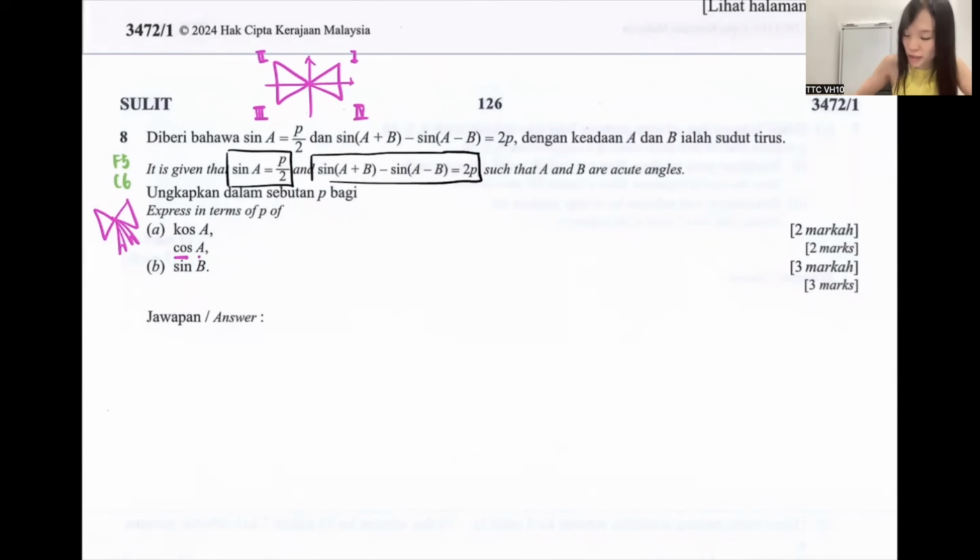Which one should I draw? Now the question says what? Acute angle. Acute means 0 to 90. So 0 to 90 is always located at the first quadrant. So quite obvious it is actually the first quadrant, my dear.